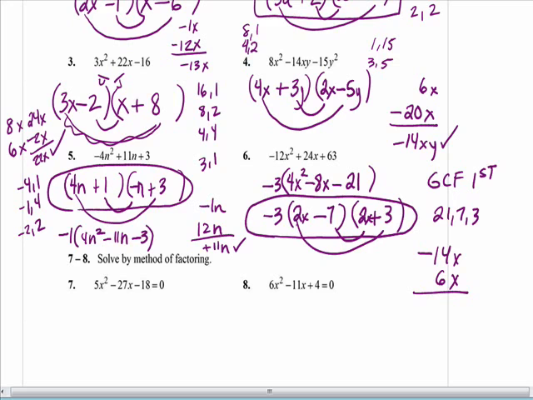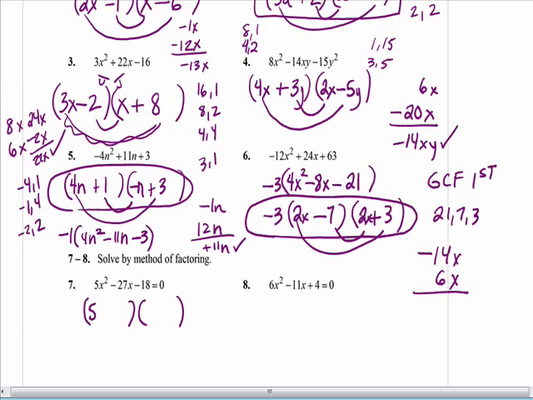Kevin? You have to solve it. So beyond factoring, you're going to set each of the factors equal to 0. I'm going to do one with you, and then you guys are going to finish the rest. So this one's already all on one side equal to 0, so we didn't have to put it into standard form.